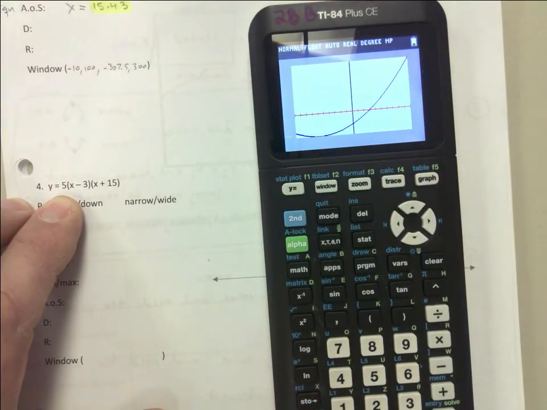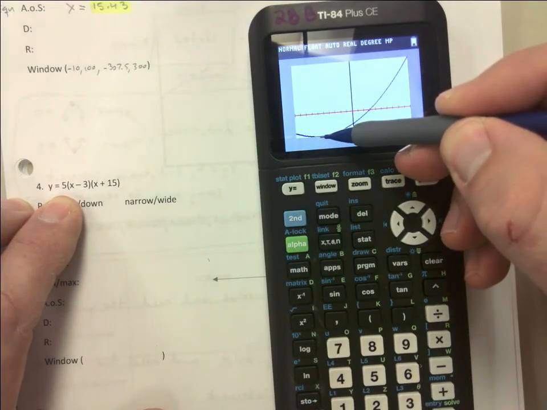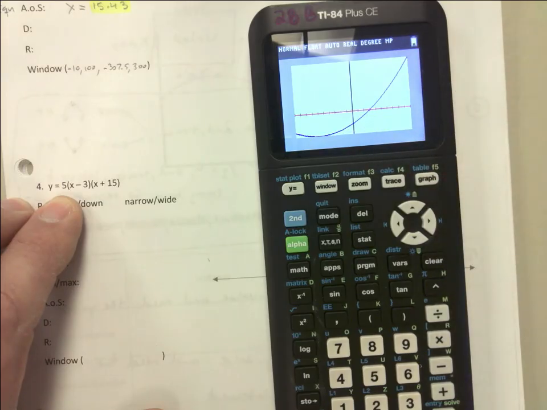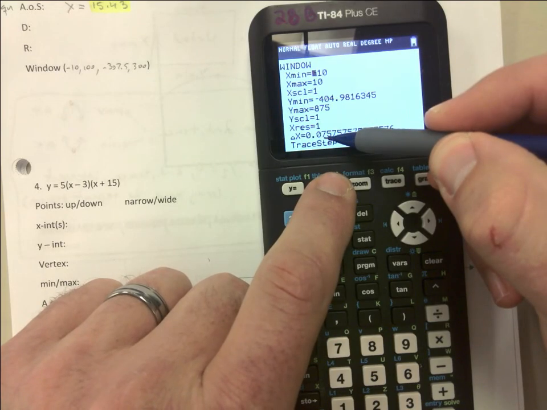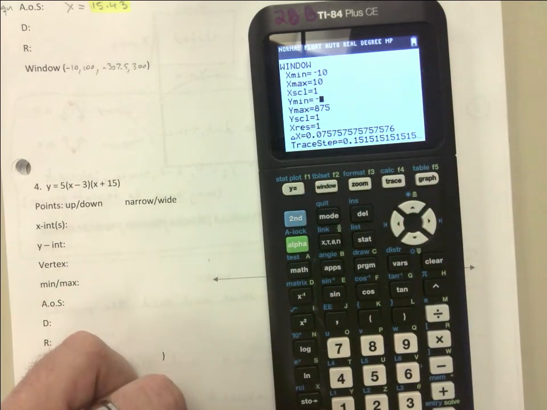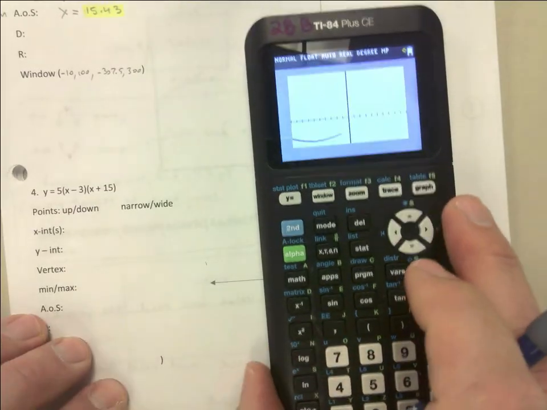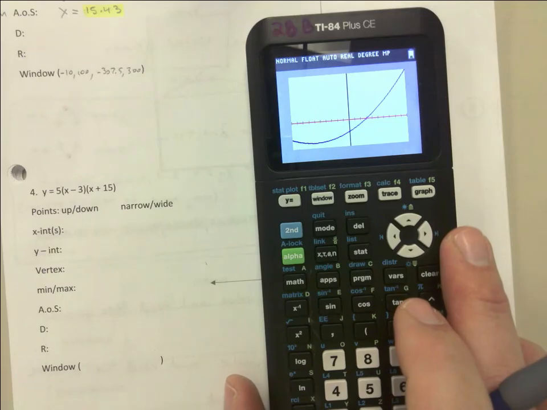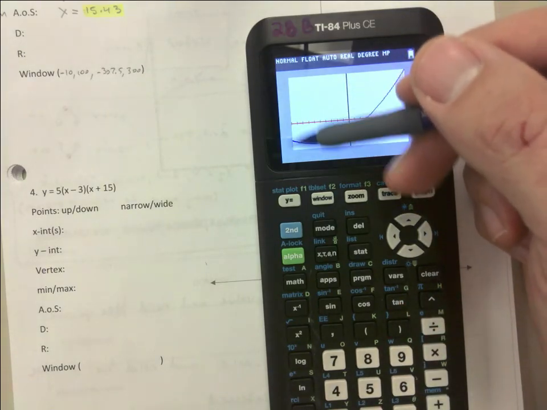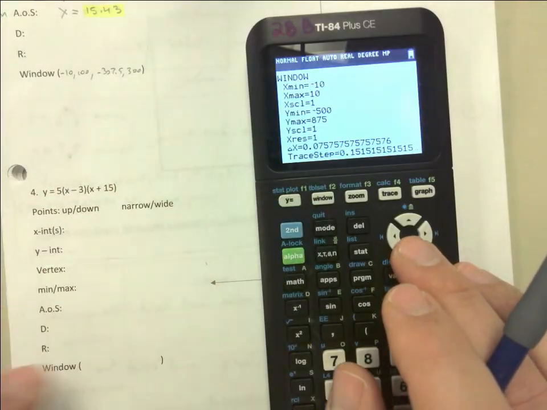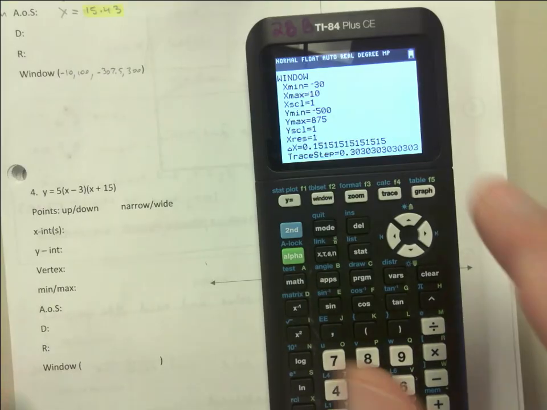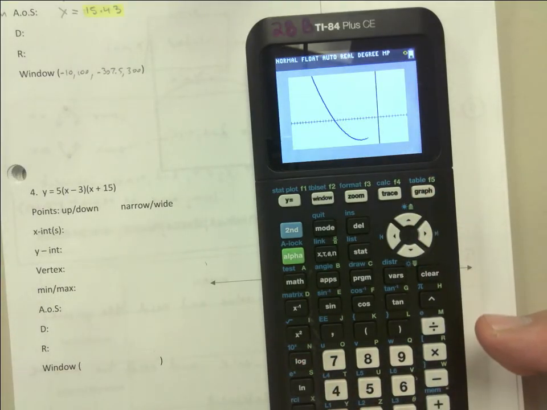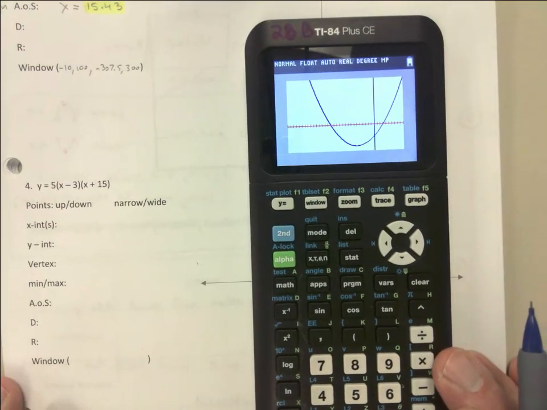Now I need to chase the curve. I'm a little weary about the vertex. You kind of see it, but it's too close to the edge. So I'm going to chase the curve. I'm going to go window and change my Y min to negative 500, let's say. Hit graph again. Okay. Then I'm also going to decrease my X min. So I'm going to go window, to X min, and go negative 30. I'm just going to try things. That is a pretty good graph. You've got everything you need right there.